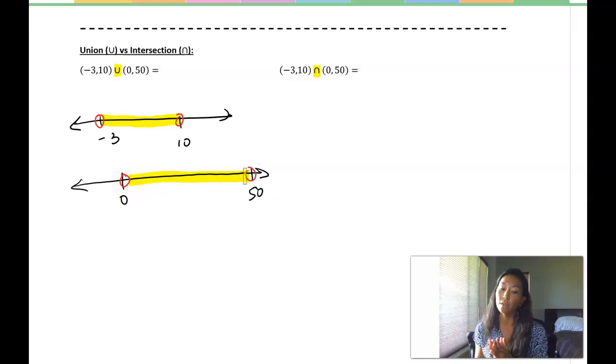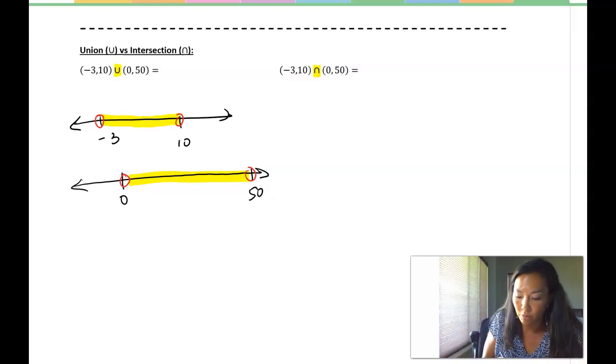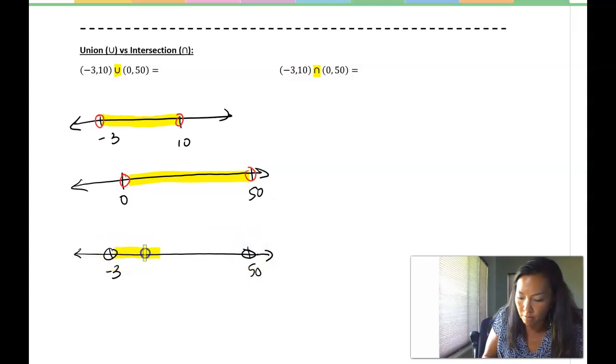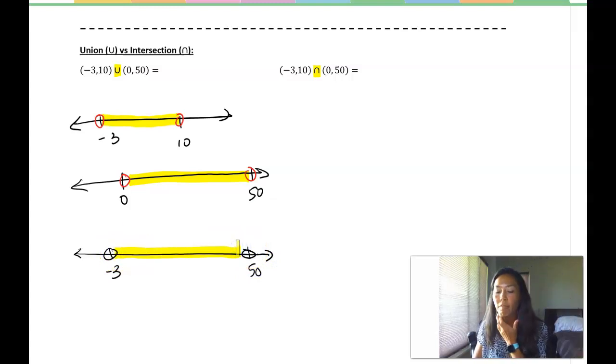The union of these two domains is where everything is included. It could be here or both. That's what union means. So it could be all of it. So the union looks like this from -3 to 50. Sorry, running out of room there. 50. So it goes all the way across. That's my union.